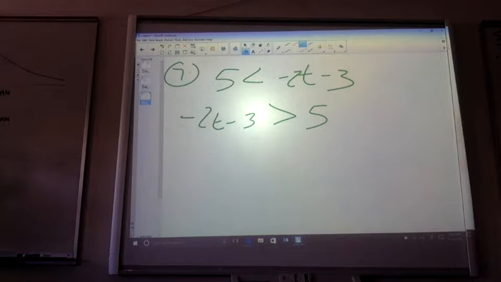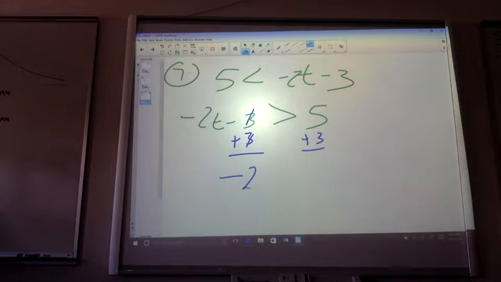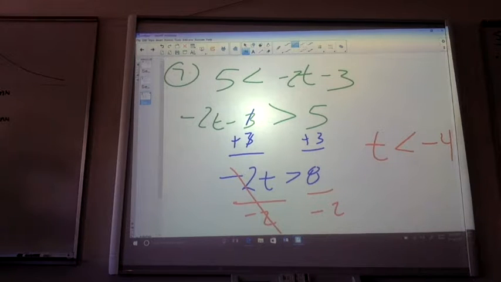So nothing about this problem has changed. We just rewrote it. The inequality sign flipped to get that. So then we're going to add 3. Is that all right so far? And then I'm going to divide each side by -2. So what's going to happen? The sign is going to flip over because I divided by a negative.